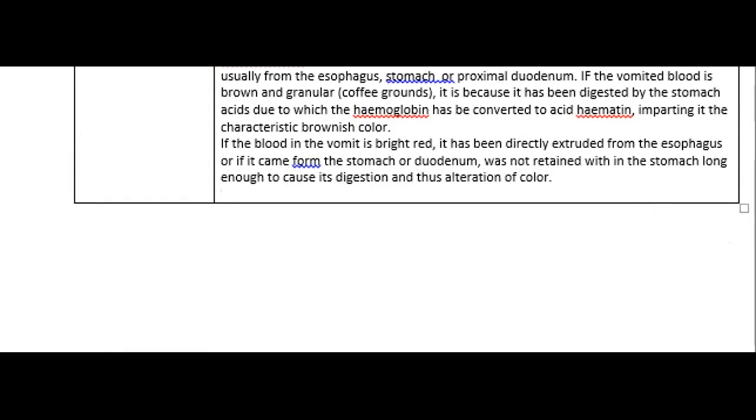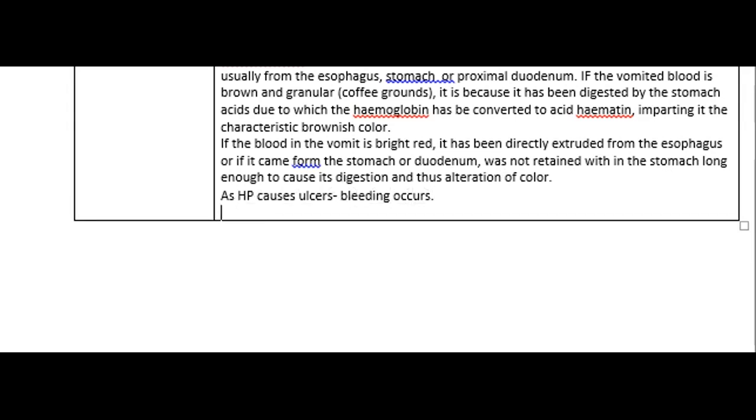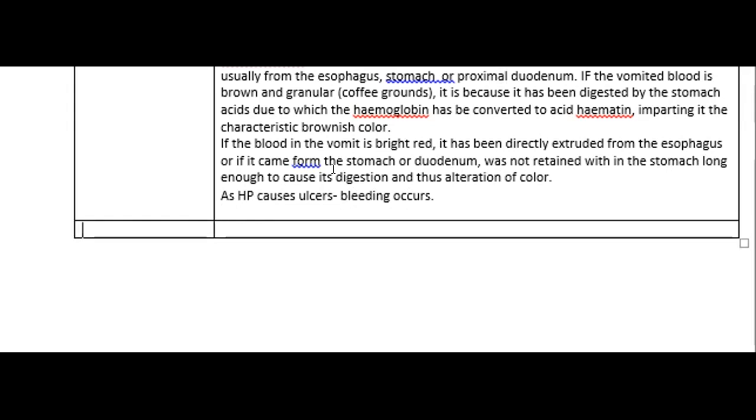Okay, and this is the general thing that happens, as H. pylori causes ulcers. Not only H. pylori, what are the other mechanisms by which ulcers are produced? If ulcers are being produced, bleeding occurs. As we already discussed, some unwanted thing is happening in the stomach, and our body creates a compensatory mechanism to expel the contents by vomiting.